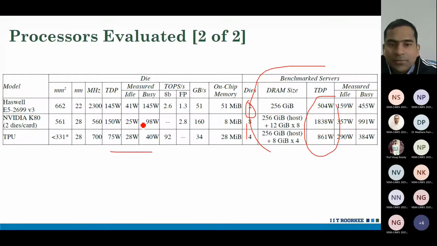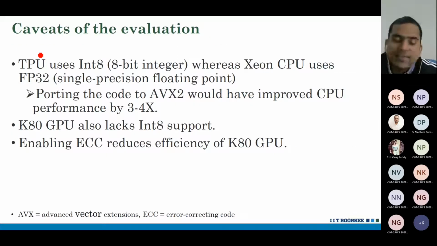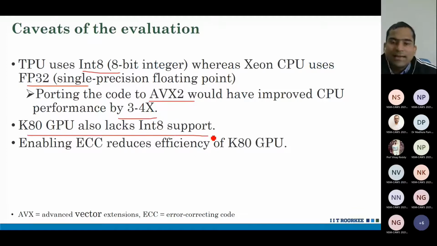Okay. So before we discuss the result, let us discuss their evaluation, their limitations first. TPU uses int8, whereas Xeon CPU uses FP32. Although if they had ported the code to AVX2, that would have improved CPU performance by 3 to 4 times. K80 GPU also lacks int8 support. There are other recent GPUs which provide int8 support, such as Volta and Turing, and they have also enabled ECC in the GPU. So if they disabled it, performance could have improved.